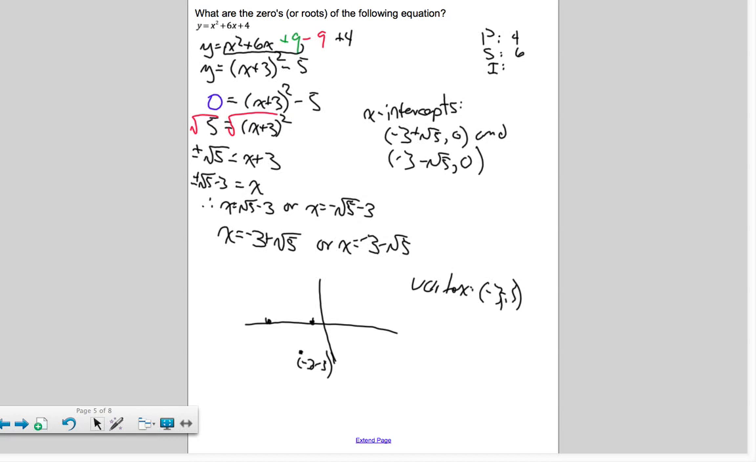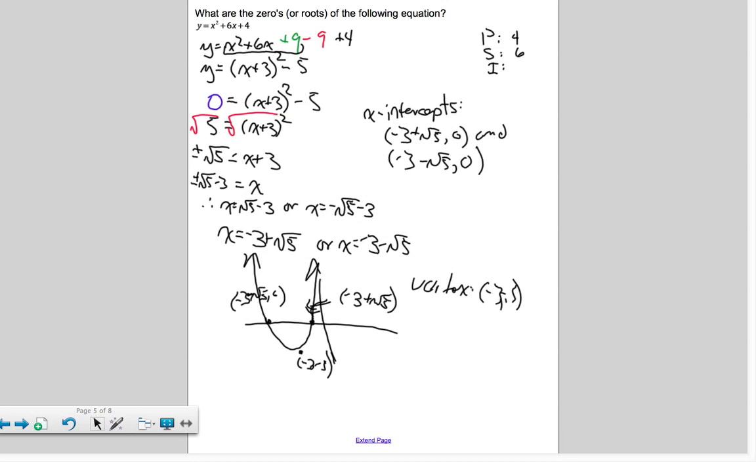So I would label here minus 3 minus the square root of 5, comma 0, and label this as minus 3 plus the square root of 5. And then draw my parabola. You can't be exact in your coordinates, so that's why you need to label it. You label it with these points.